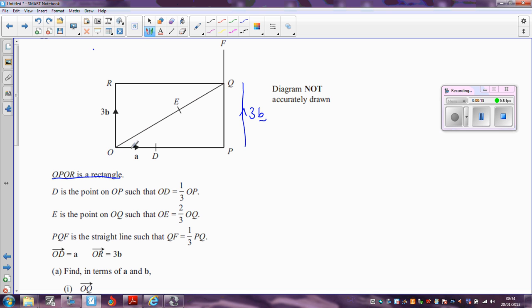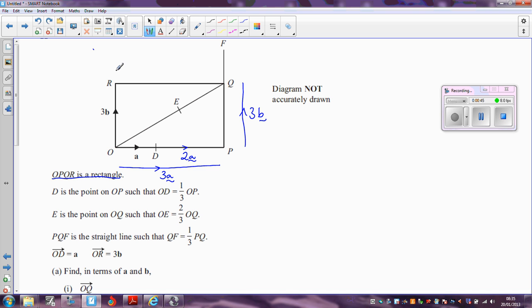From O to D is the vector a, as we're told here, and we're also told that D is on the line OP, such that OD is a third of OP. So the distance from here to here is 1/3 of the distance all the way across. In other words, all the way from O to P must be 3 times the vector a, which means that this little bit from D to P must be 2a.